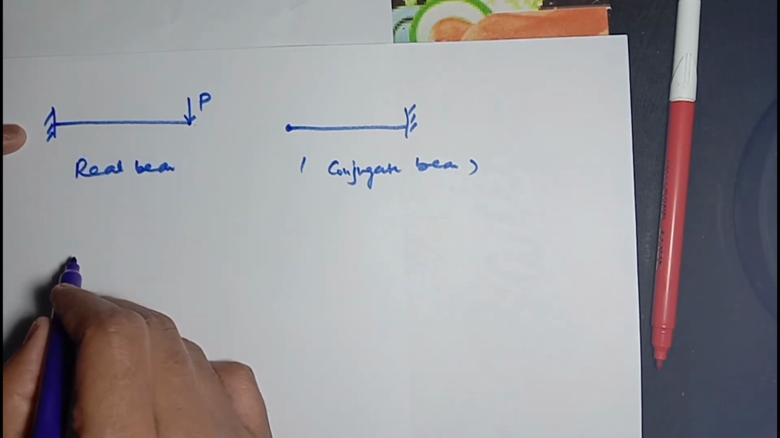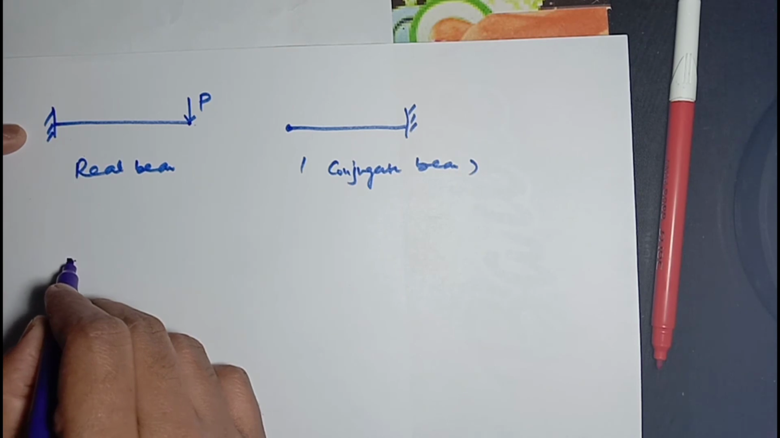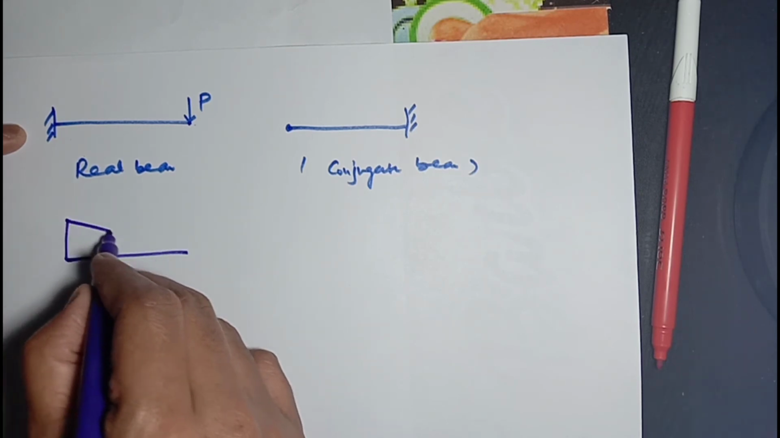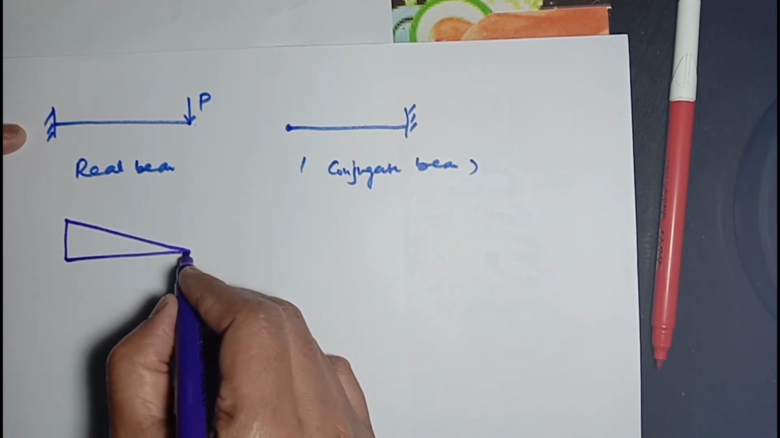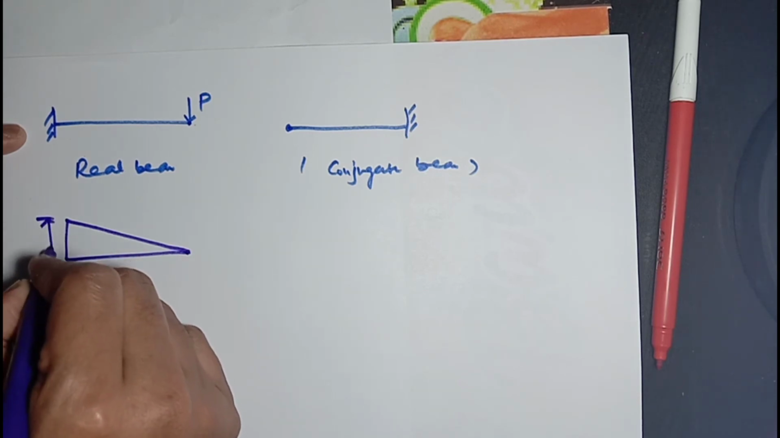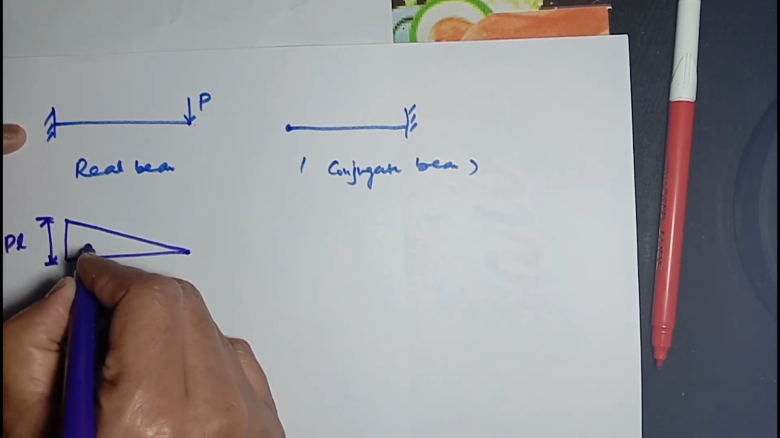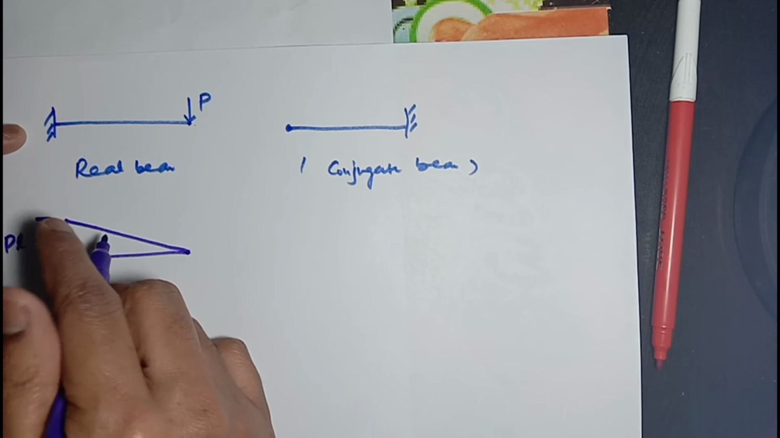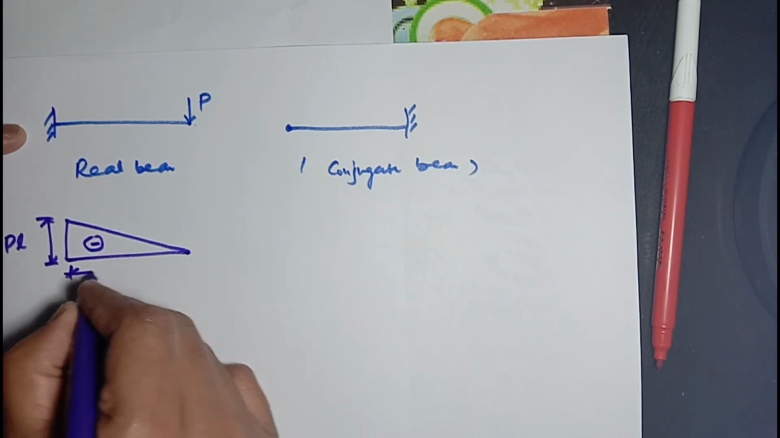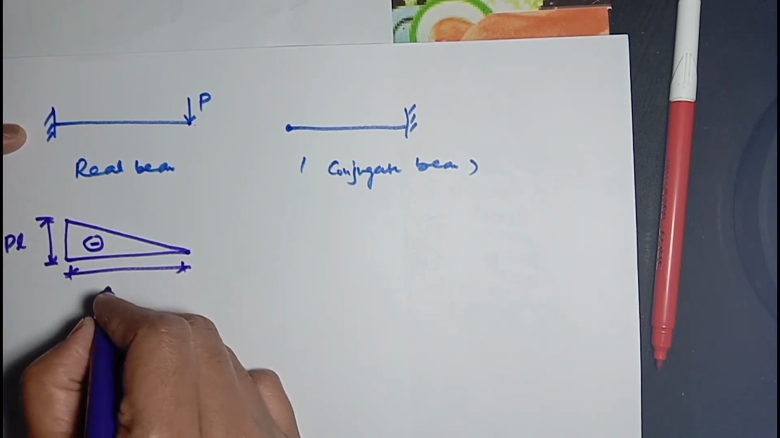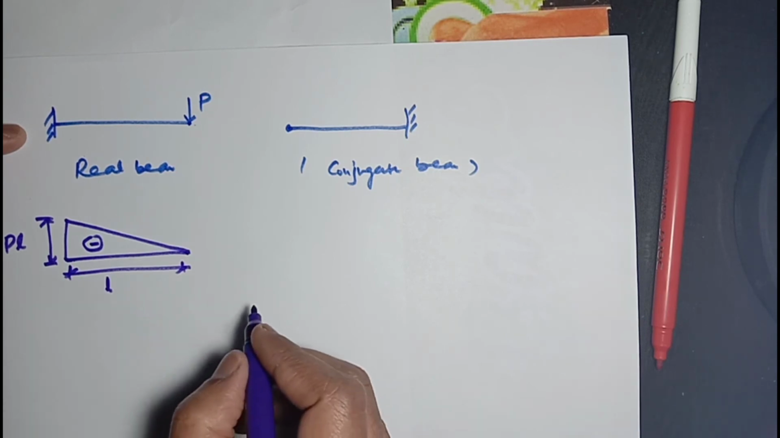The bending moment diagram for the real beam will be something like this. Moment will be 0 here and here moment will be PL, as we have calculated earlier in earlier examples. This is the maximum moment PL, and the span is L, the length is L.